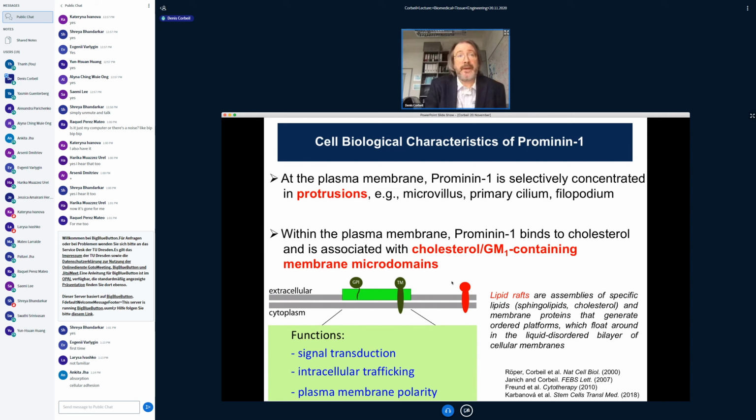These domains or platforms can play a role in signal transduction and intracellular trafficking. Indeed, they are very important for targeting proteins to the apical surface of an epithelial cell. The lipid rafts form at the level of the Golgi, they are put into specific vesicles and go to the apical surface. Consequently, they can also play a role in the polarity of the plasma membrane by segregating different types of proteins. Any idea how we can study lipid rafts?